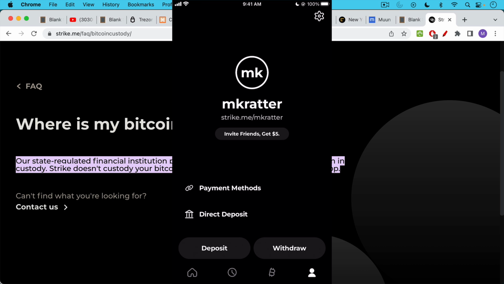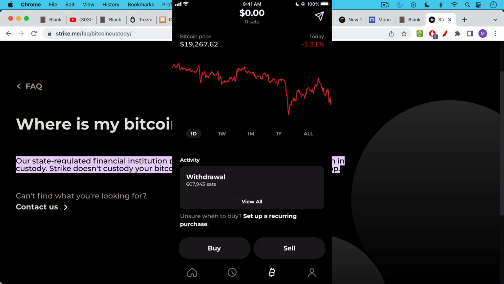So now that we've discussed how to fund your account and how to use the Strike app to buy Bitcoin, I want to show you how to use the Strike app as a replacement for PayPal or Venmo.